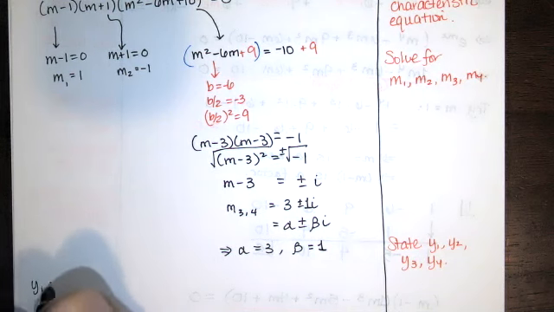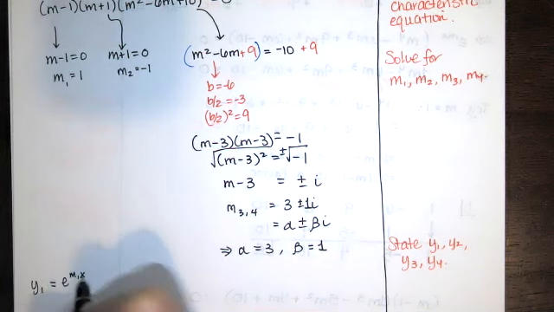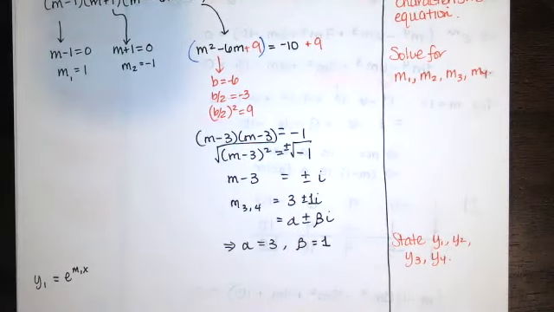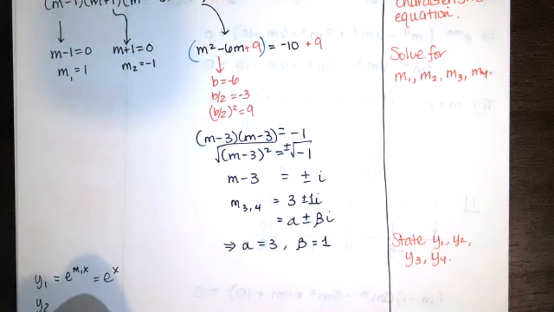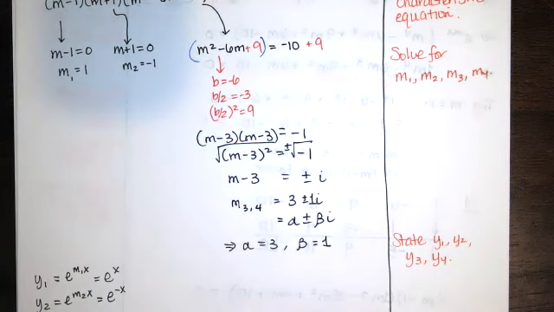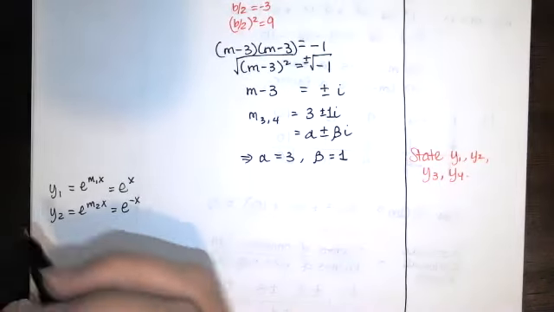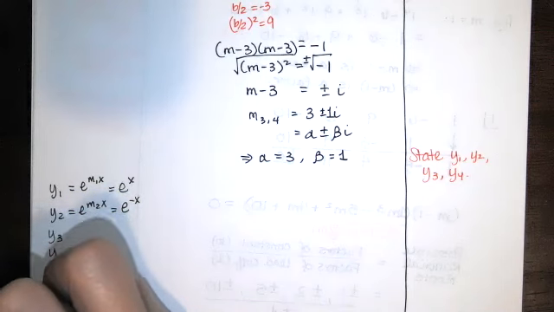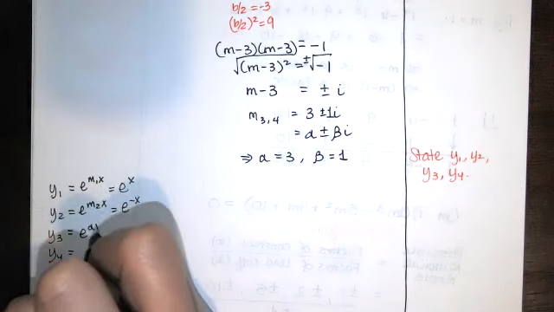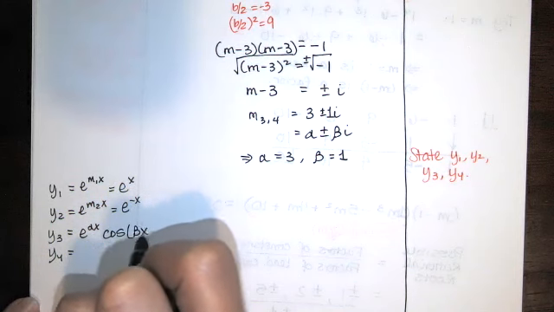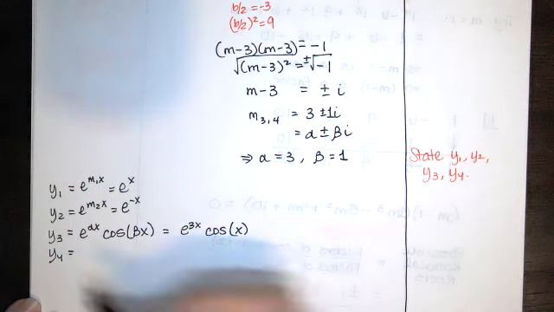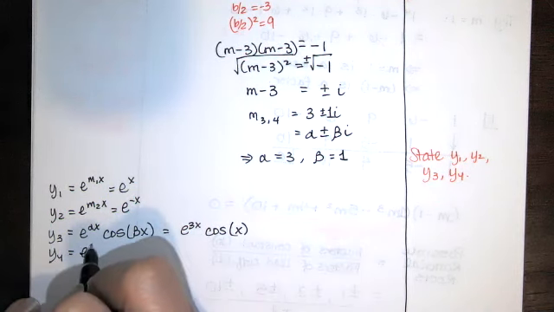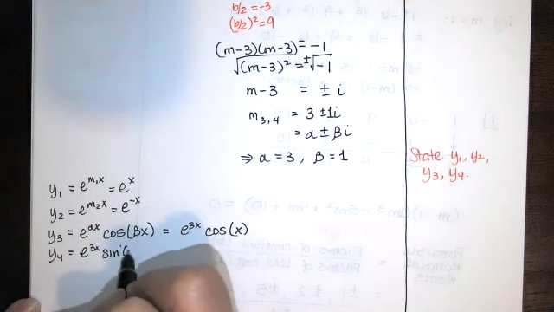Well, y1 comes from e to the m1x because this is a distinct real root. m1 is 1, so this is e to the x. y2 is e to the m2x. m2 is negative 1, so it's e to the negative x. Here we have complex conjugate roots, so we're going to have a sine-cosine pair. e to the alpha x times cosine of beta x. Alpha is 3. Beta is 1, so y3 is e to the 3x times cosine of x. And y4 looks just like y3, you just change the cosine to a sine.